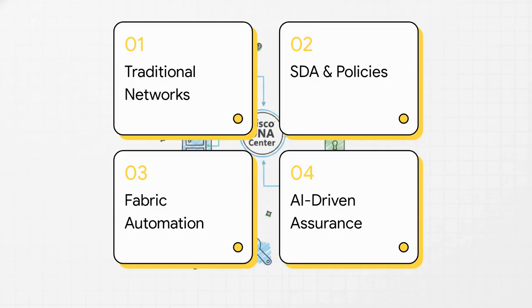We're going to hit 4 key areas. 1. The traditional network problem. 2. SDA and policy definitions. 3. Fabric automation. And finally, 4. AI-driven assurance. Let's get right into it.